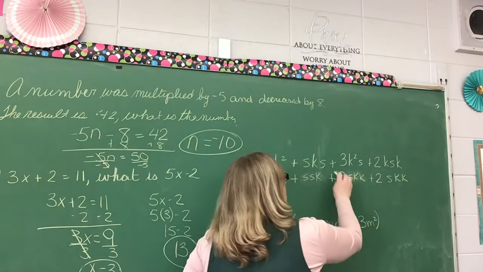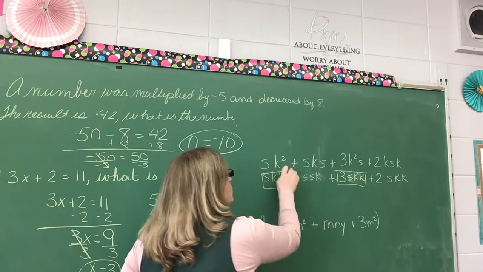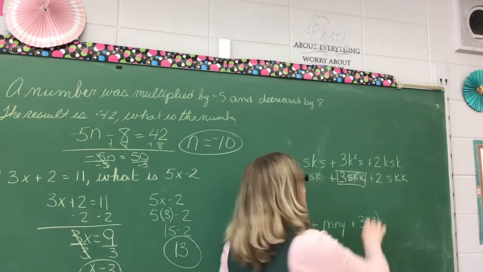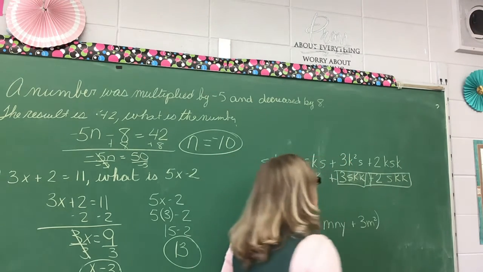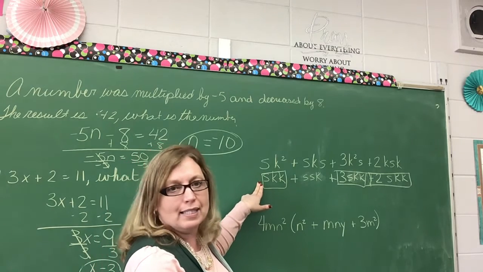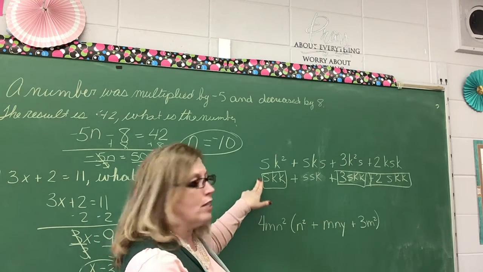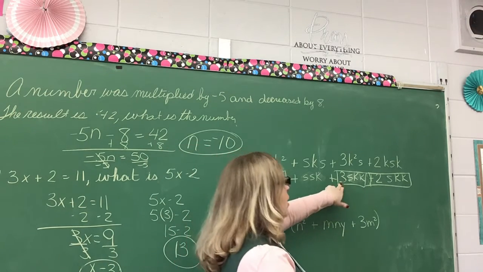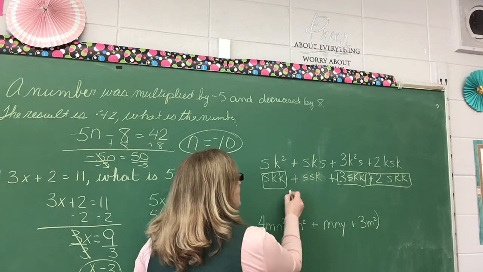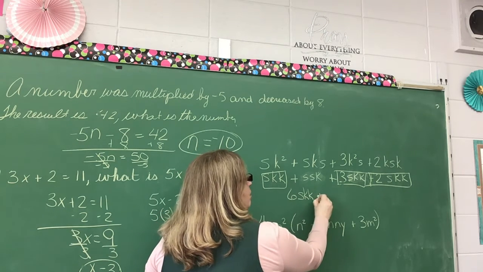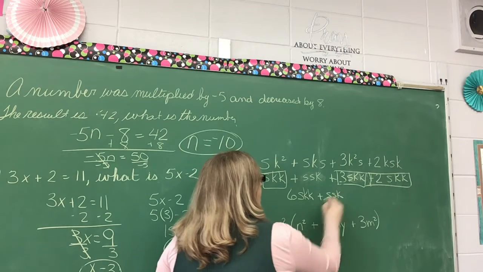Oh, this one and this one are the same. This has 1 S and 2 Ks. This is the same. So now I look at this and say, this is 1. How do I know it's a 1? Because it doesn't have a coefficient. So this is 1 plus 3, which is 4, plus 2, which is 6. So I have 6 S, K, K, plus 1 S, K.